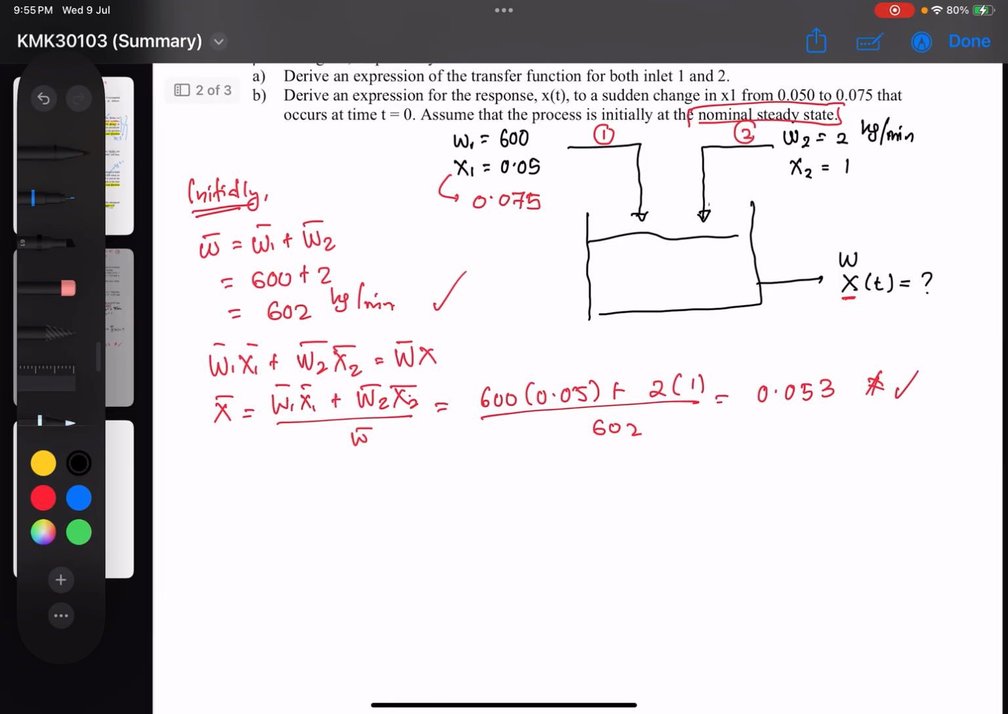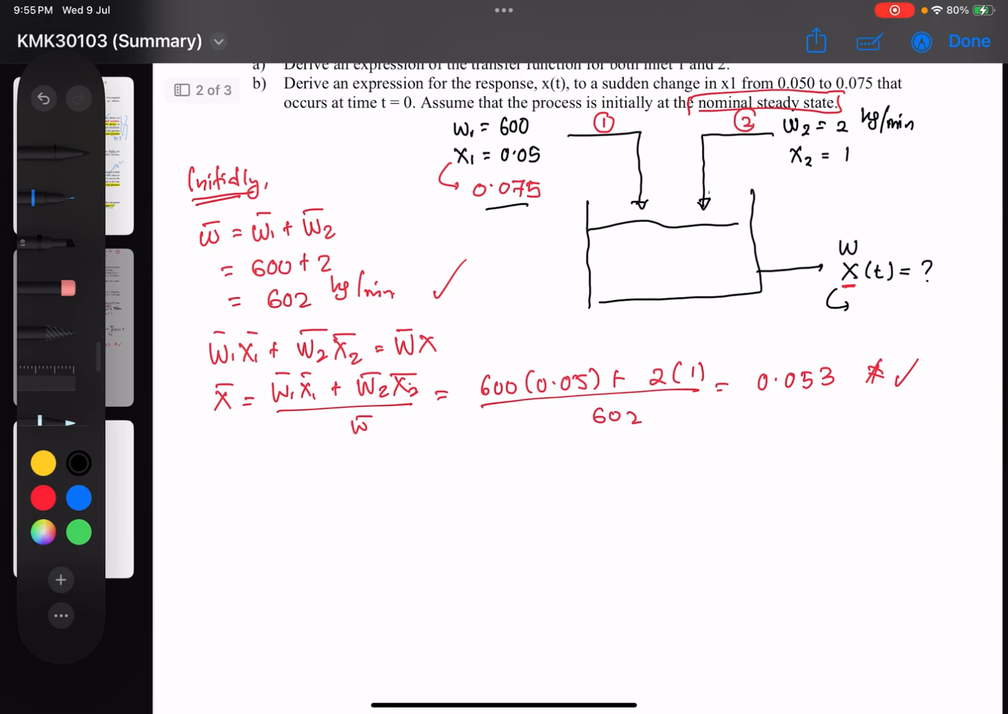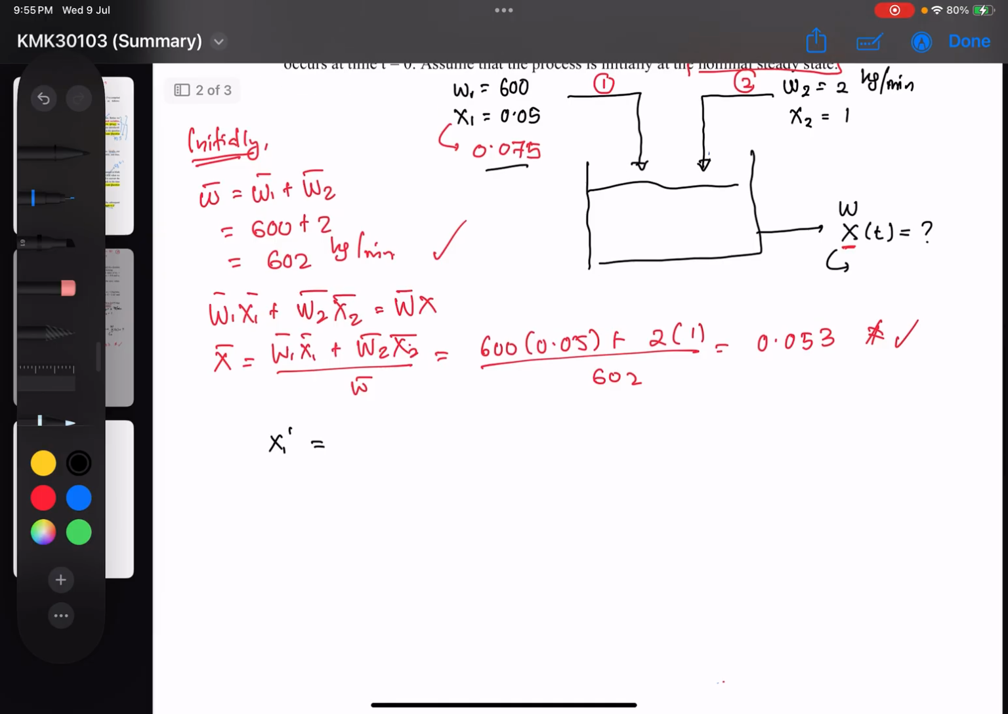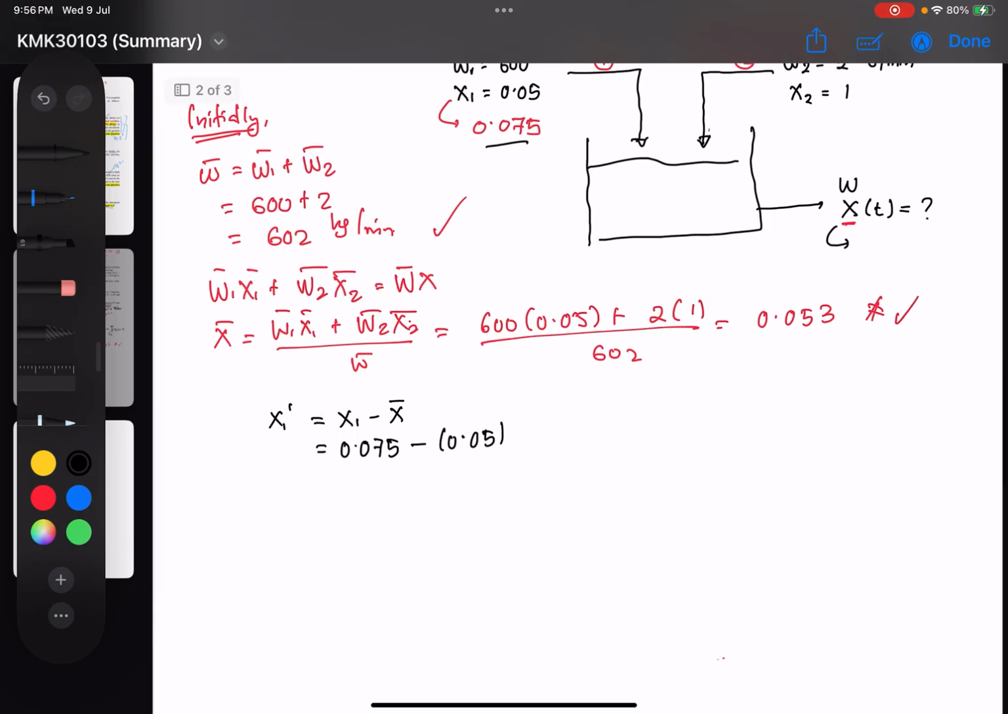Now I want to calculate the sudden change in x(t) due to the change in the value of x1. Usually I will start by saying that the deviation of x1, how much x1 deviates from the original steady state value, is equal to the new value minus the steady state value. I already erased the formula before, but it is the same. What is the new value of x1? It is 0.075. The steady state value is 0.05. So the deviation of x1 is 0.025.